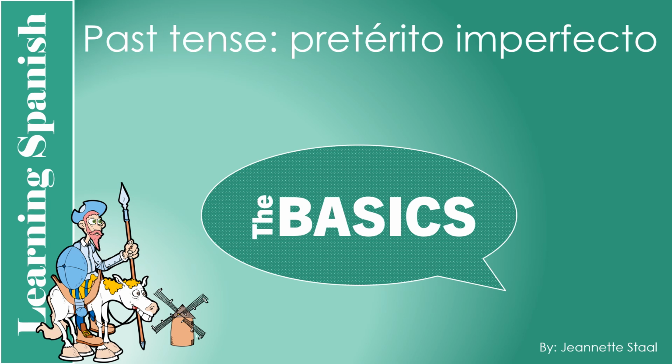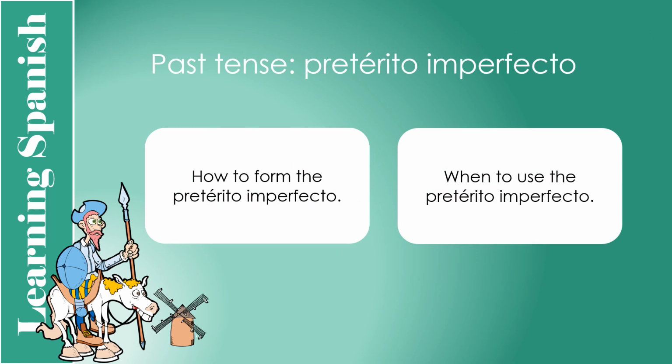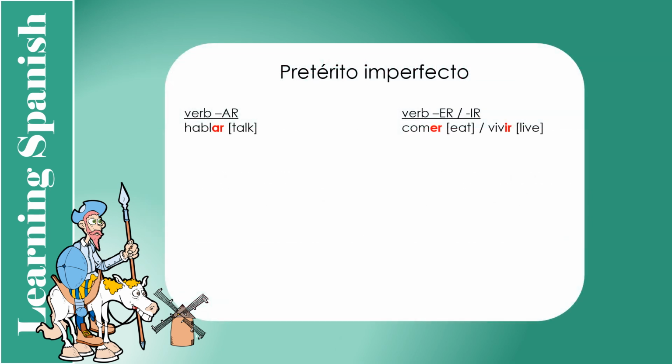In this video, I'm going to explain the basic rules of the past tense, the pretérito imperfecto in the Spanish language. First, we will have a look at the form, and then I'll discuss the rules about when to use this past tense.